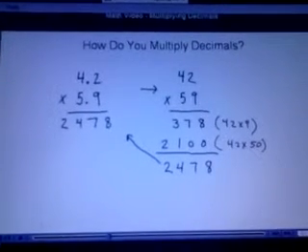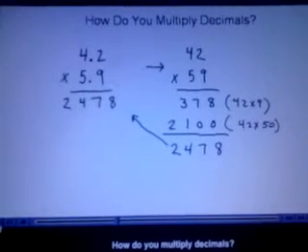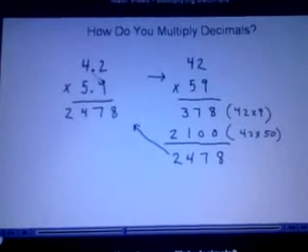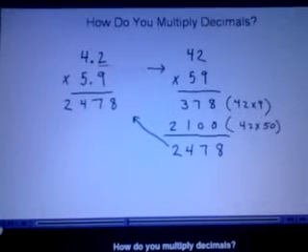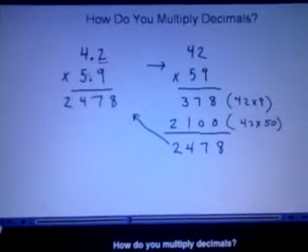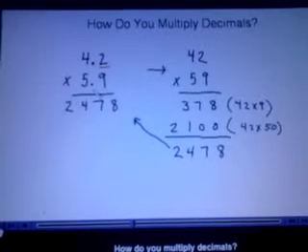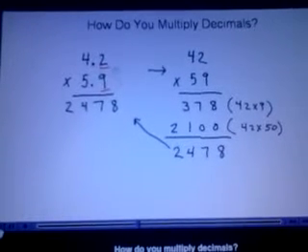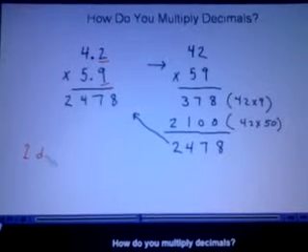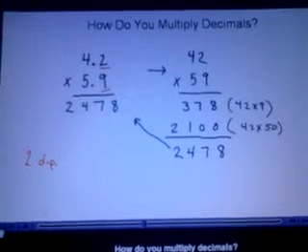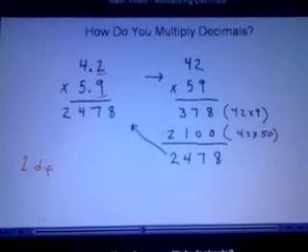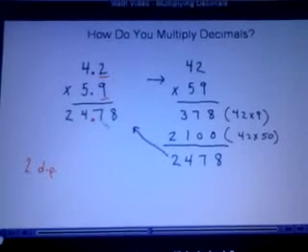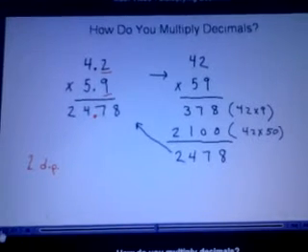Well, we have to count the number of decimal places in each of our factors. In the number 4.2, there's one digit after the decimal place. So that's one decimal place. And in the number 5.9, there's also one digit after the decimal point. So that's one decimal place. So together, we have 2 decimal places. And that's how many decimal places should be in our answer. So we need to have 2 digits after the decimal point. So we're going to put our decimal point right here. So our answer is 24.78.